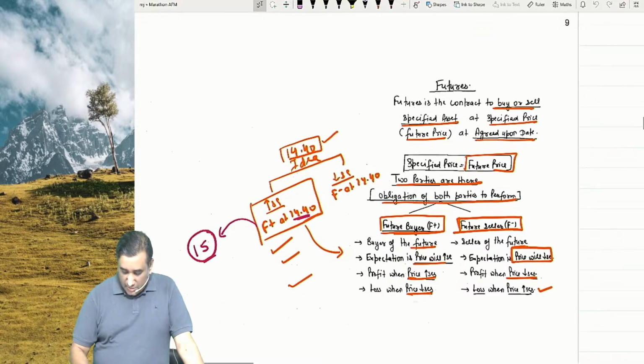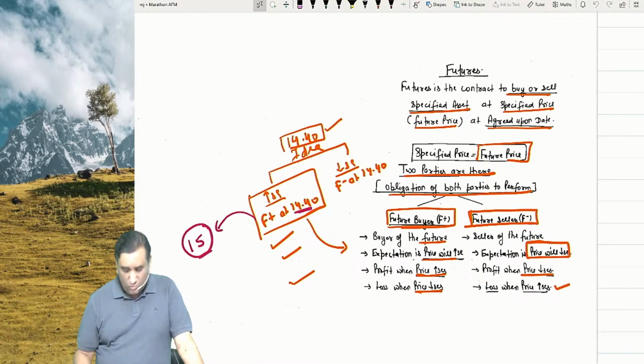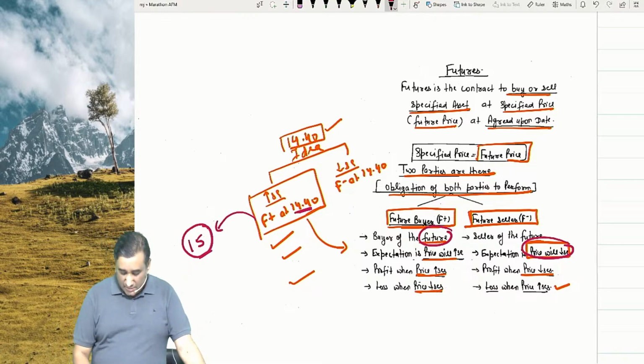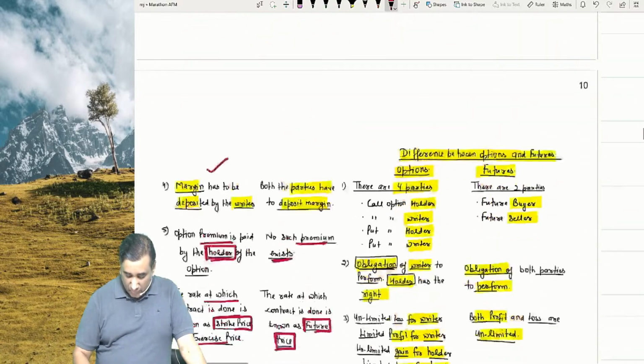We started with the futures. I'll just do a recap. Futures parties would be there. One would be a buyer, the second a seller. The buyer of the futures contract expects the price to go up; he'll profit when the price goes up. The seller of the futures contract expects the price to decrease; he will make a profit when the price decreases. There is an obligation for both parties to perform, and the liabilities are unlimited. Gains are unlimited.